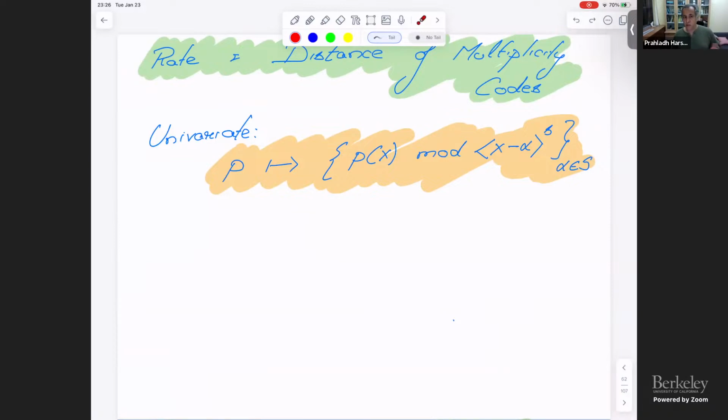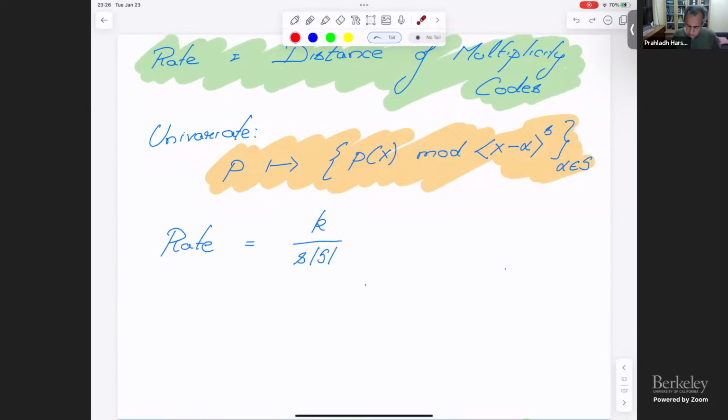Let's ask what the rate and distance of these codes are. Why do we work with these codes? Hopefully they have good rate and good distance. Yeah, so for univariate multiplicity codes, the rate is clear from this one.